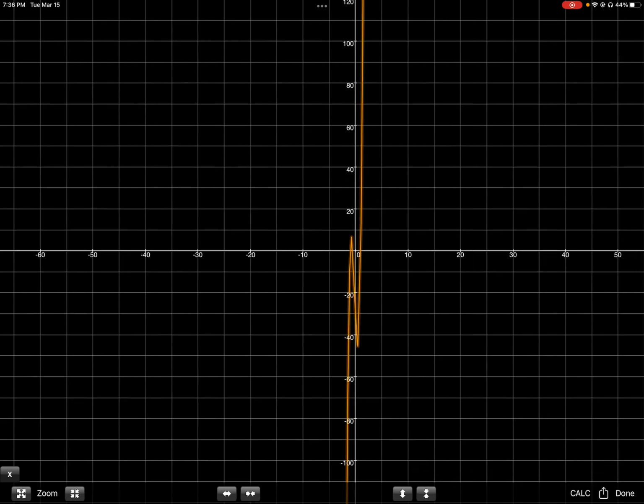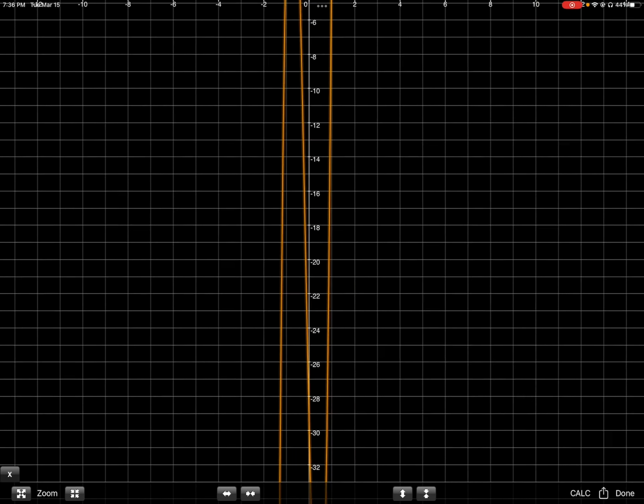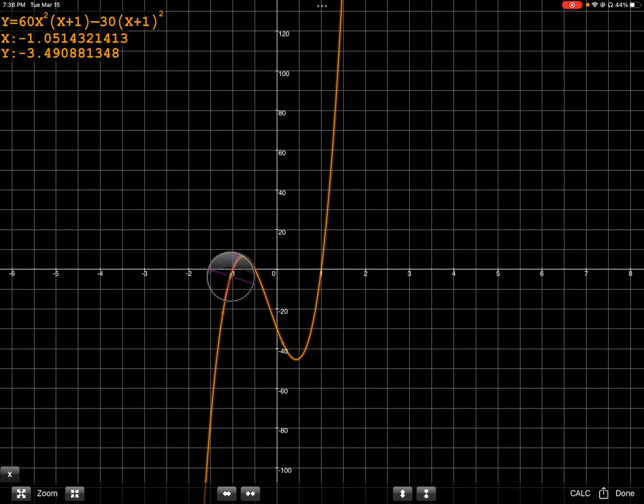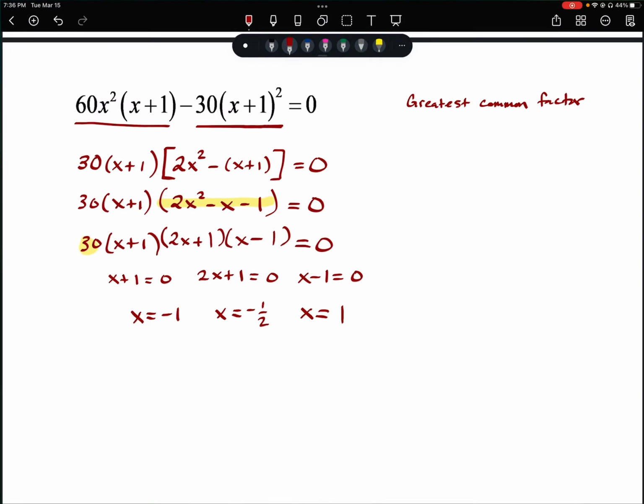And this one's a little bit thinner, so we'll go ahead and zoom in. And you'll see it looks like it crosses at negative 1, at negative 1/2, and at positive 1, which is exactly what we said there. So there are the answers.